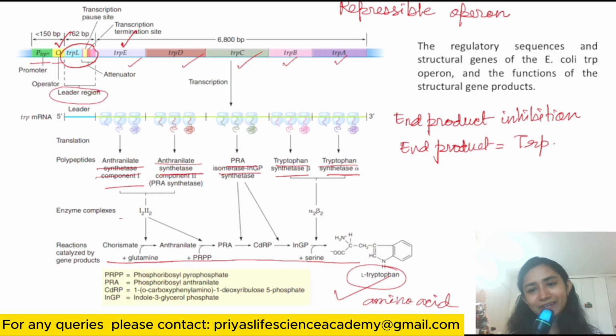That is why this operon is also known as end product inhibition, because the end product of this tryptophan operon is tryptophan, and the end product is helping the operon to turn off. That is why it is also known as end product inhibition.